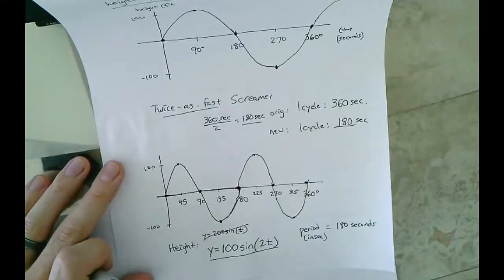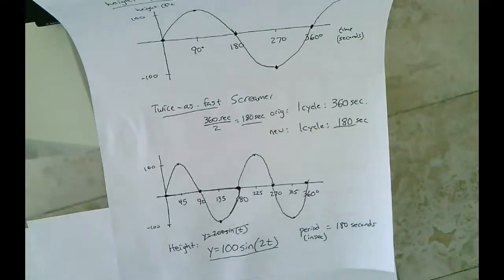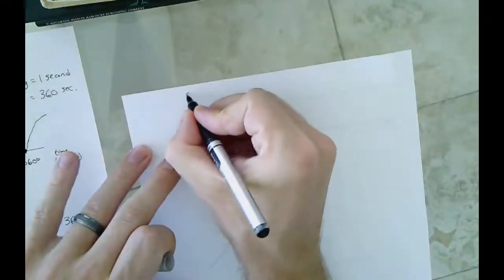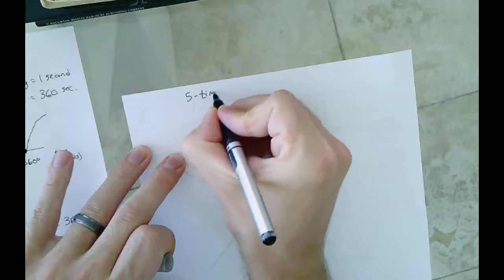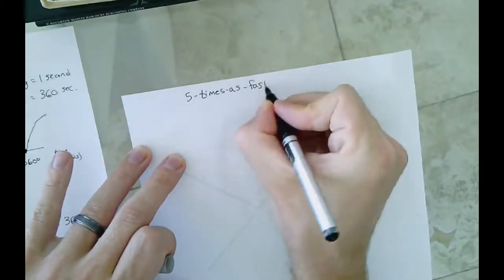What I want to do right now is go to another example. So the Screamer engineers are talking about getting really crazy here, okay? They're talking about doing a 5 times as fast Screamer.